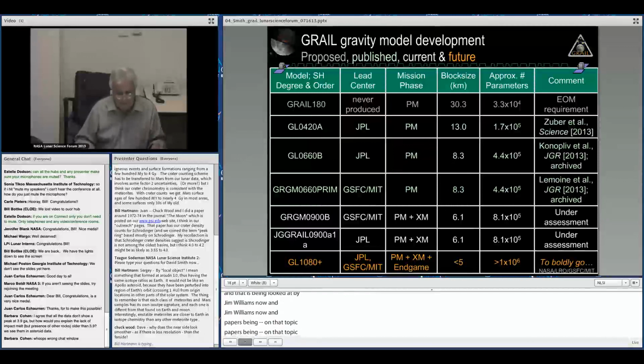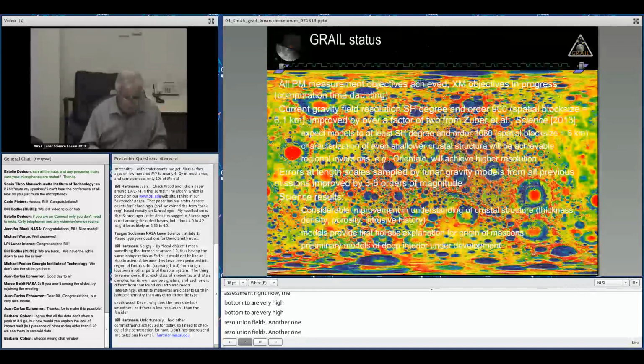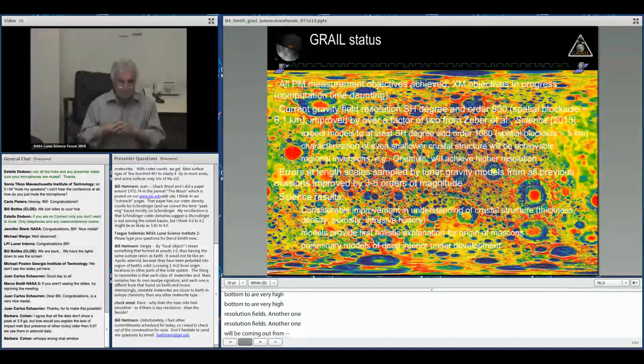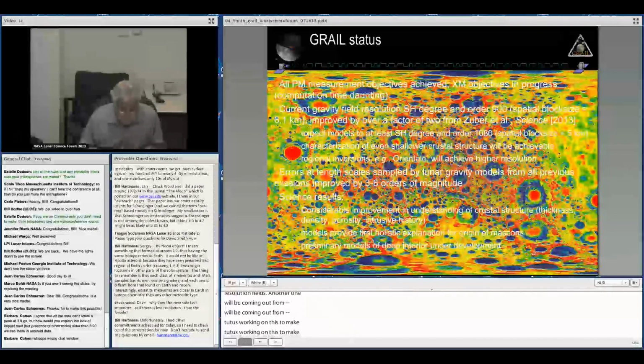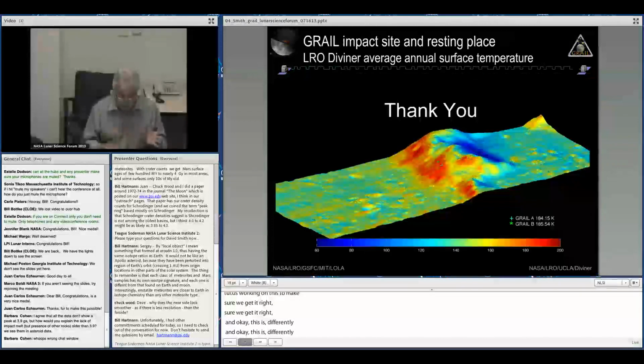This is the list of papers that have been in press or published and are under assessment right now. The bottom two are the very high resolution fields. Another one will be coming out shortly from Goddard and JPL. Remember, there are two teams working on this to make sure we get it right. This has come out a little differently than I expected. You probably can't read it. I am having difficulty on mine here, but it is really a summary of what I've just said.